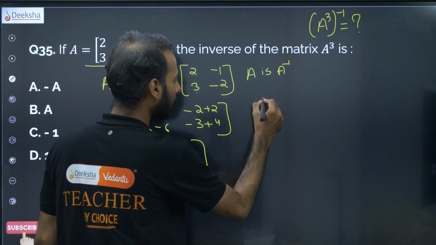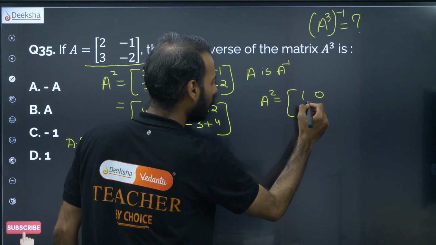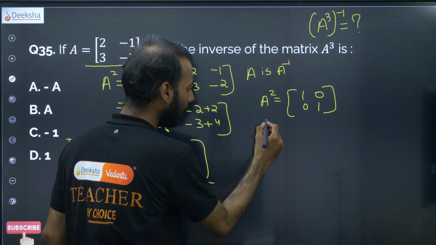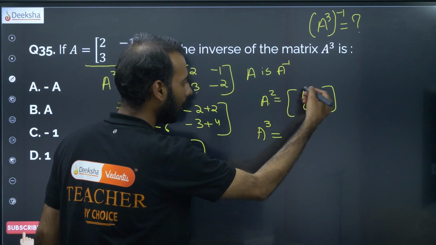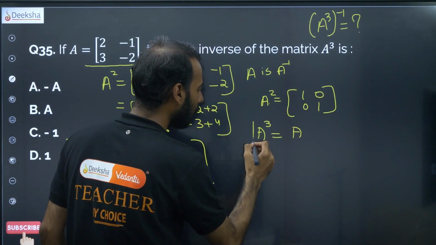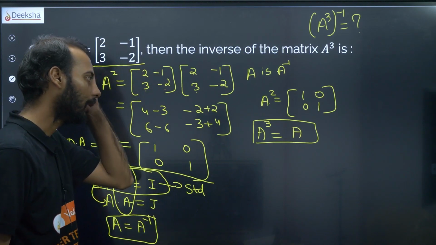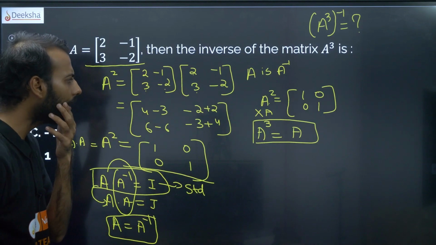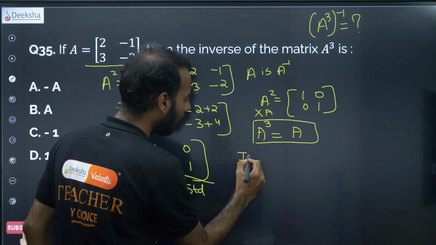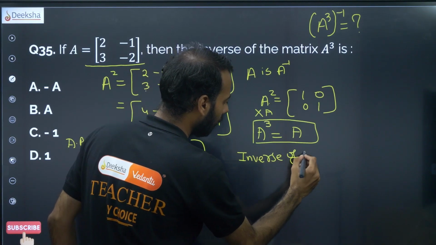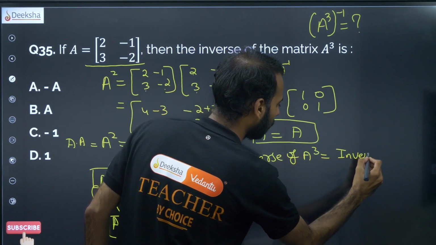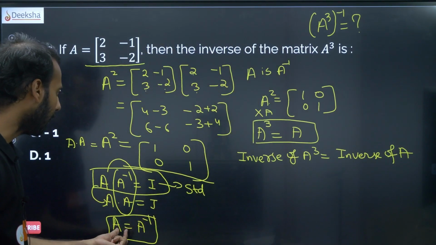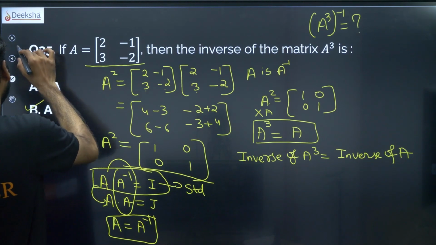Now A square, what did we get? 1 0 0 1. We got this. Next, A cube. If I want to go for multiplying A cube, I am multiplying one A here, one A that side also. So this is I. So A cube is equal to A. Just multiply A on both sides. If A cube is A, so inverse of A cube is equal to inverse of A. Now what is A inverse? A inverse is A, so A cube inverse is also A. Moving on to next question.